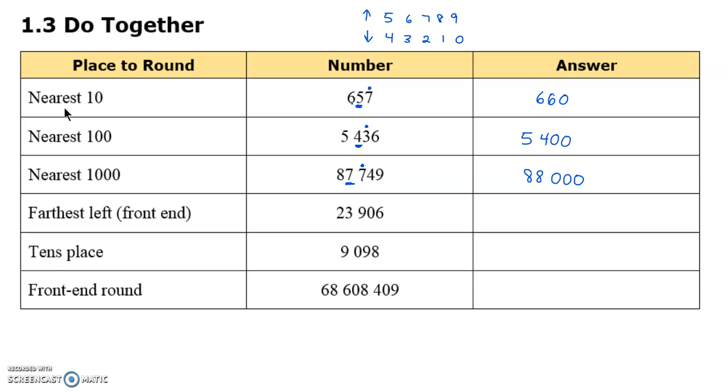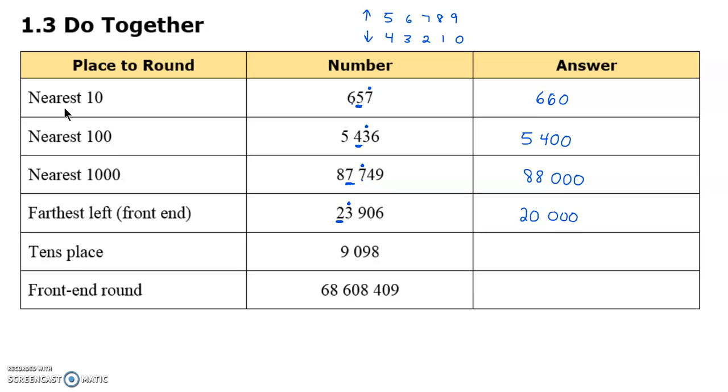Front end rounding is where we round to the furthest left. It doesn't matter how big or small the number is. Front end rounding is rounding to the front of the number. We still follow the same rules. We're going to look at the 3. The 3 is not strong enough to push this 2 up. The 2 stays the same. The 3 becomes a 0, and everything else. 23,906 is closer to 20,000 than it is to 30,000.